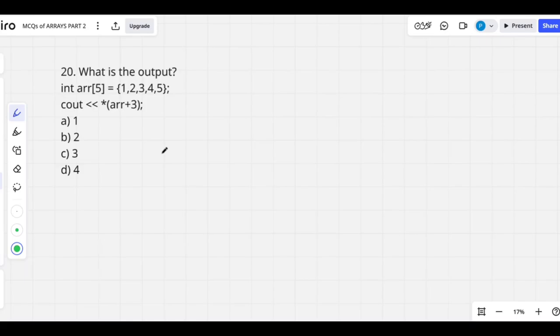We need to guess the output. An array of 5 elements is given over here. The elements are 1, 2, 3, 4, and 5. And we need to find the star of array of 3, which means we need to find array of 3. Array of 3 means this is the 0 index, this is the 1 index, this is the second index, this is the third index, and this is the fourth index. So here 4 is the right answer. So option D is the correct one.